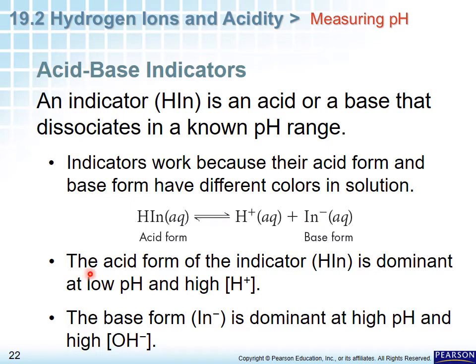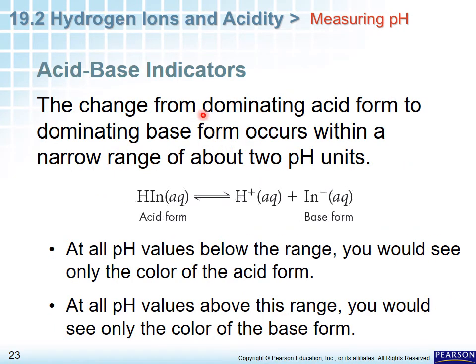Okay, so the acid form of the indicator is dominant at low pH and high H positive ion concentration, and the base form is dominant at high pH and high OH concentration. The change from the dominant acid form to the dominant base form occurs within a narrow range of about 2 pH units. At all pH values below the range, you would see only the color of the acid form. At all pH values above the range, you would see only the color of the base form.